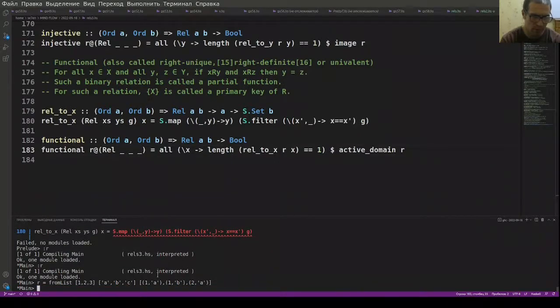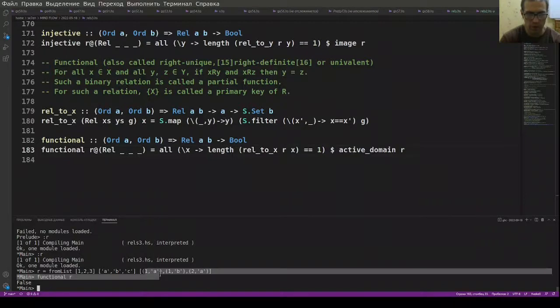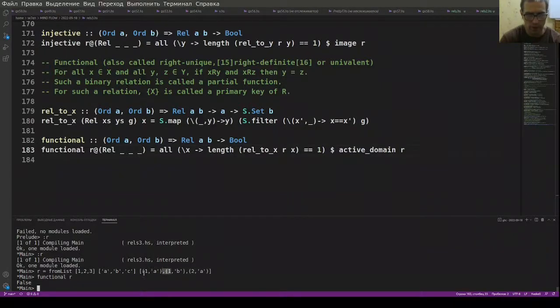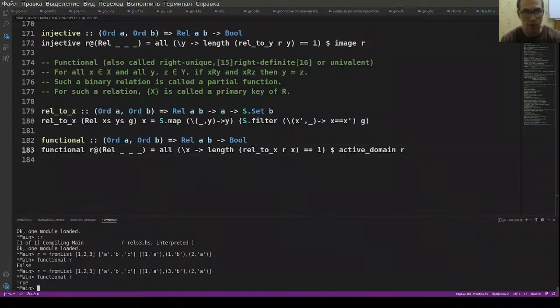For example, for this relation, is it functional? Oh no, it is not functional because we have two ones here, which leads us to different y's. We have exactly two same x's here. So we have two pairs with the same x. Let's fix this, for example, like this. In this case, this became a functional relation.